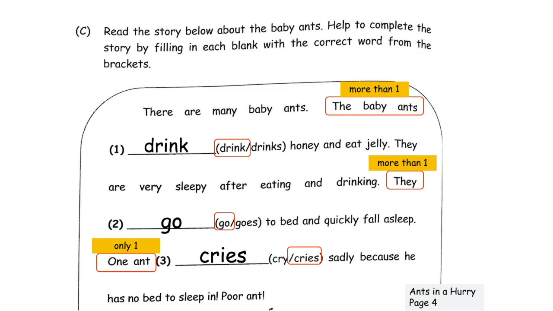So there are many baby ants. The baby ants drink honey and eat jelly. They are very sleepy after eating and drinking. They go to bed and quickly fall asleep. One ant cries sadly because he has no bed to sleep in. Poor ant.